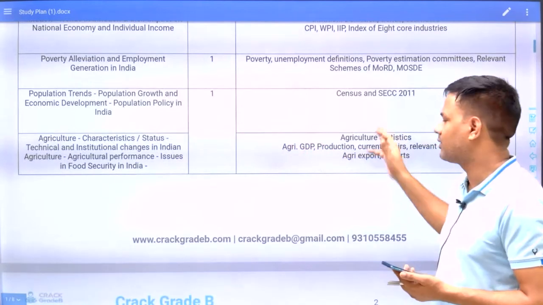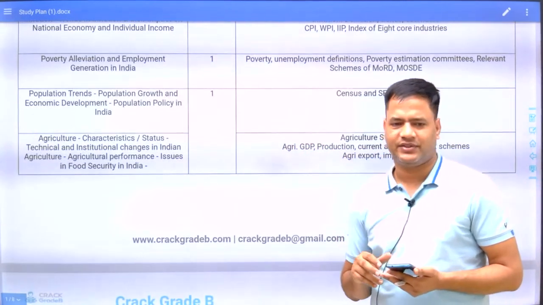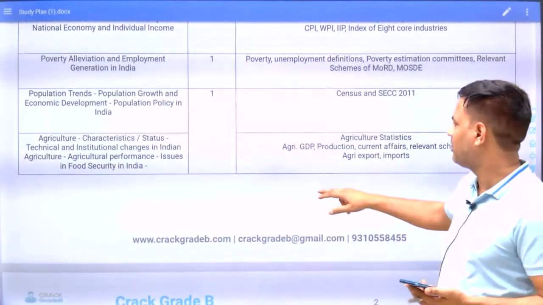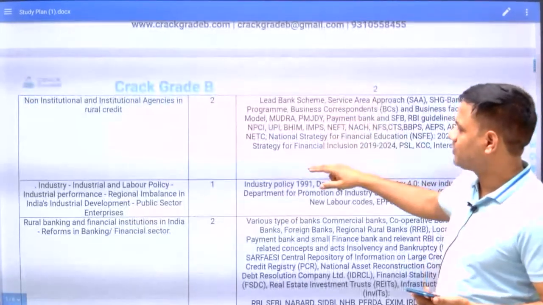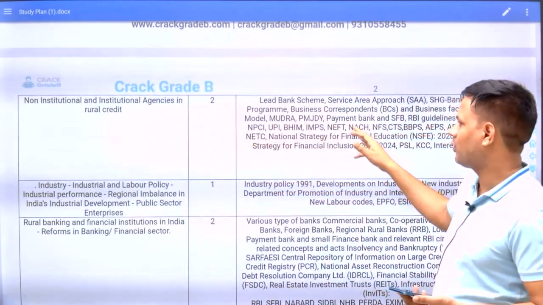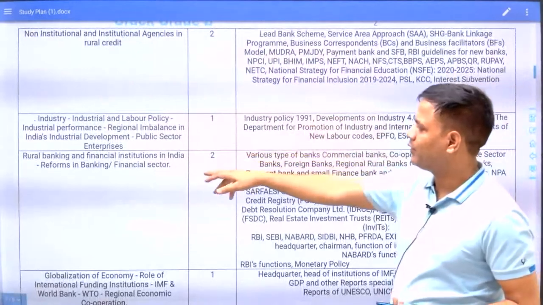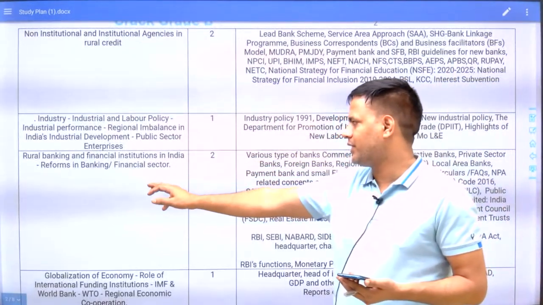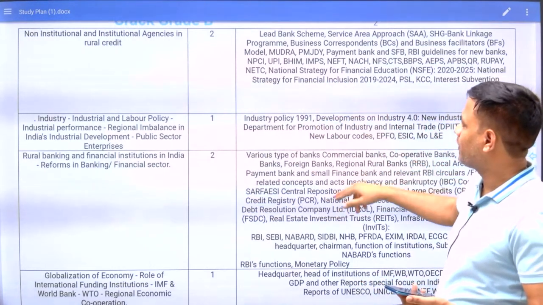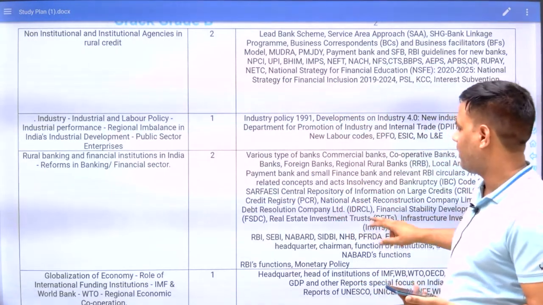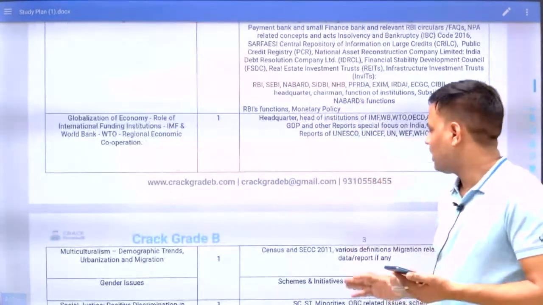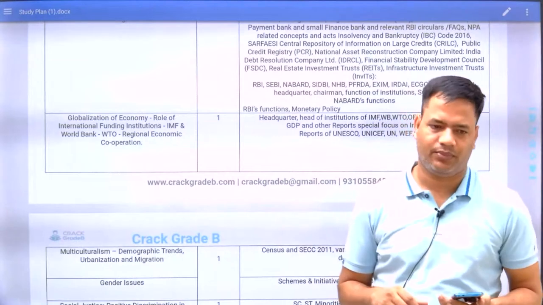Population trend, you can go for SCC and the census 2000. One question will be asked, so if you want to skip, you can skip. And these two chapters, non-institutional and institutional agency in rural credit, and rural banking and financial institutions in India, reforms in banking, financial sector. These are different topics we have mentioned. In the static part, you can stick to these. Other static part, you can skip if you want to.